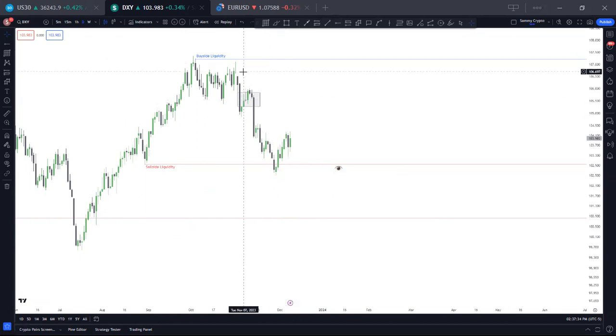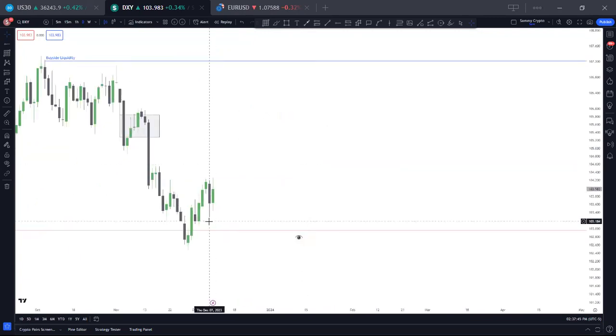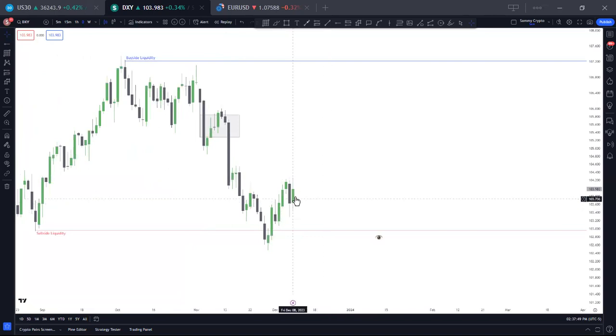Now you see, we traded into this sell side inefficiency, sell side imbalance, buy side inefficiency. That's the CB or fair value gap, and we sell off. Now you're waiting for price to do exactly something like that. If dollar index can create a what?